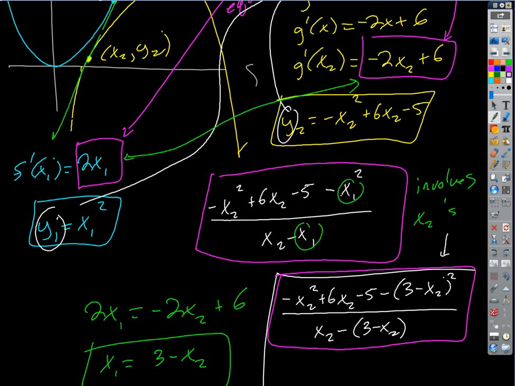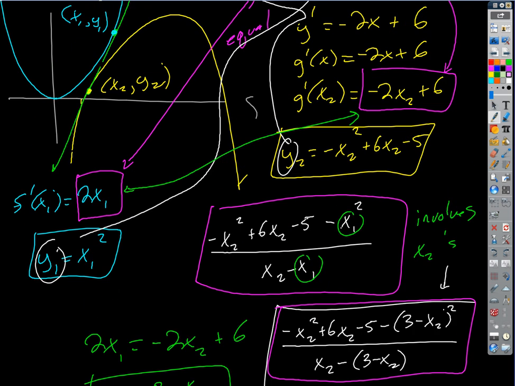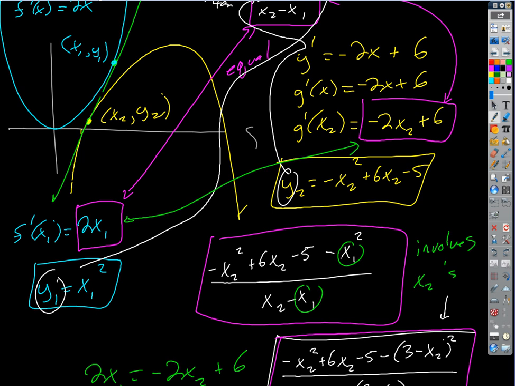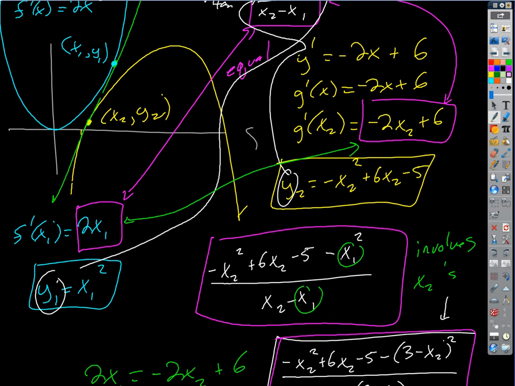Go back here, let's see, x sub 2, where was that again? Right here, right? Here's the one that links y sub 2 to x sub 2. So negative 2 squared is 4, so negative 4 plus 12 is 8, minus 5 is 3. Everybody agree? Did I do that right? Okay, so y sub 2 is 3.